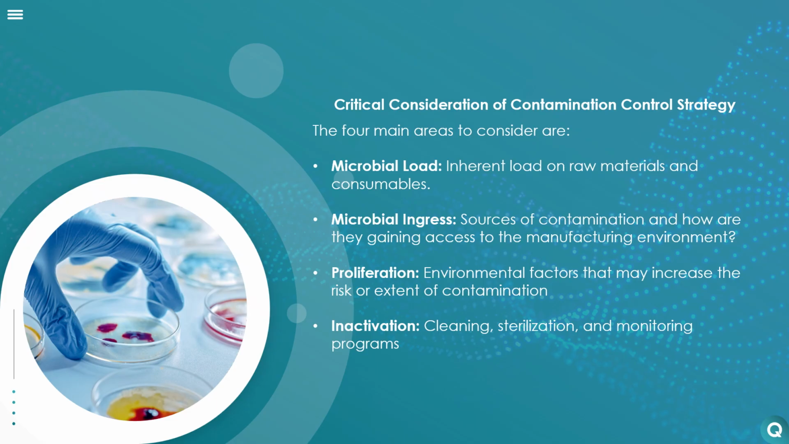When developing a contamination control strategy, there are four main areas to consider, which are microbial load, i.e. what is the inherent load on raw materials and consumables that can bring contamination into the process. Microbial ingress, i.e. what are the sources of contamination and how are they gaining access to the manufacturing environment. Proliferation, i.e. are there environmental factors or processing conditions that may increase the risk or extent of contamination. And inactivation, i.e. are the cleaning, sterilisation and monitoring programs appropriate to ensure bioburden is being eliminated or kept in check.